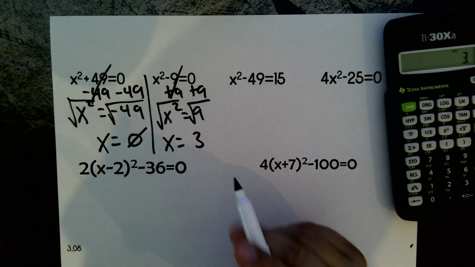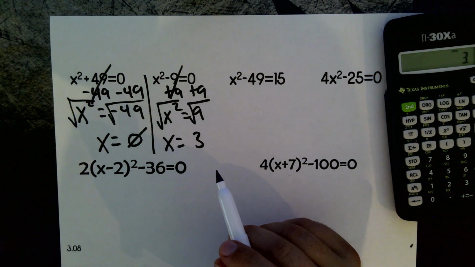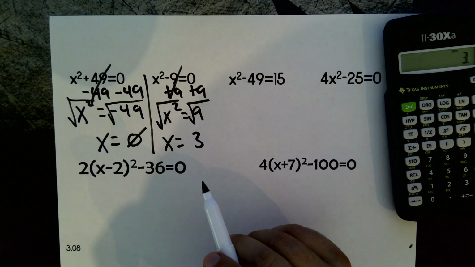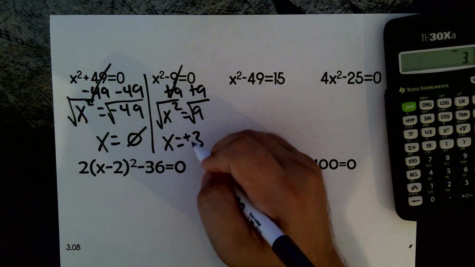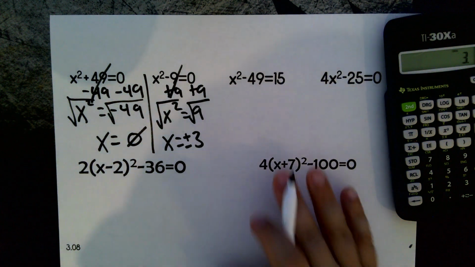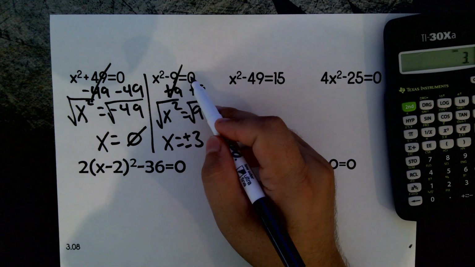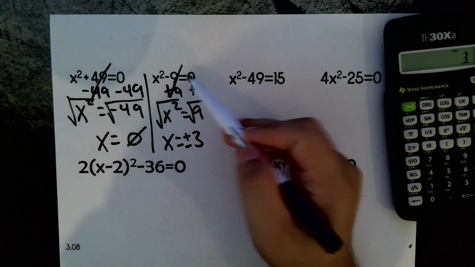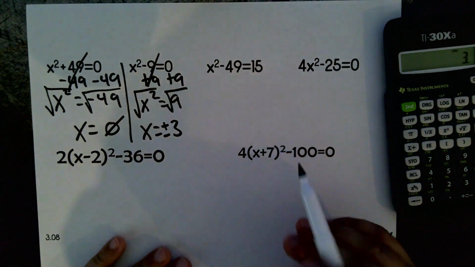3 times 3. But there's another solution to that. It could have been negative 3. So anytime you take the square root of a variable on both sides using inverse operations like we did here, you're going to want to put a positive and a negative, because x could have been 3 here. 3 squared is 9, minus 9 is 0. Or negative 3 squared, which would have been 9, minus 9 is 0. So remember that step. We're going to do that in the next one.